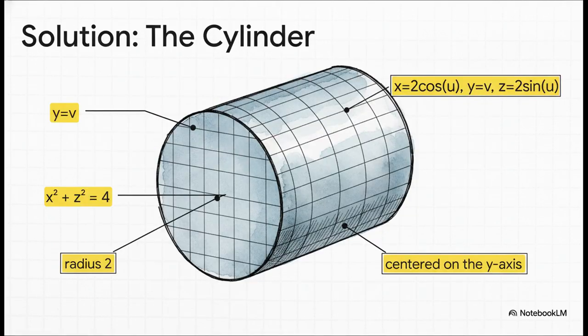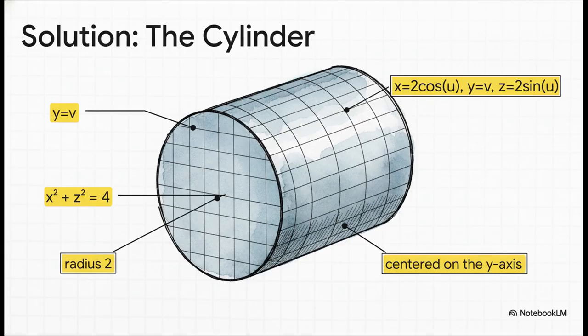So the game here is to eliminate the parameters u and v. And when you see a cosine and a sine paired up in the x and z components like that, that should be a huge hint, a big flashing light. If we square x and z and then add them together, that classic trig identity, cos squared plus sine squared equals 1, makes the u parameter just vanish. What we're left with is x squared plus z squared equals 4. And since y is just v, it can be any value it wants. Well, what's that? That's the equation for a cylinder of radius 2, centered right on the y-axis.